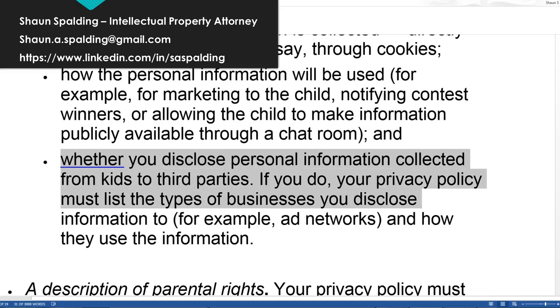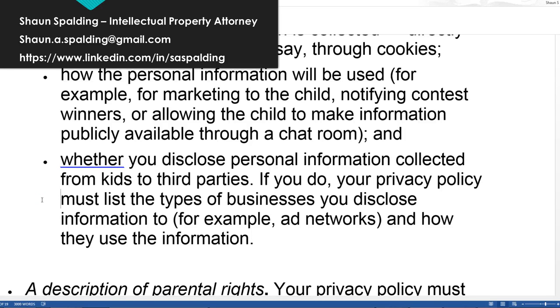And whether you disclose personal information collected from kids to third parties. And so if you do, your privacy policy must list the types of businesses you disclose that information to, for example, ad networks, and how they use this information. And so, again, this is not necessarily completely going above and beyond what a typical privacy policy would have in it, even without COPPA.